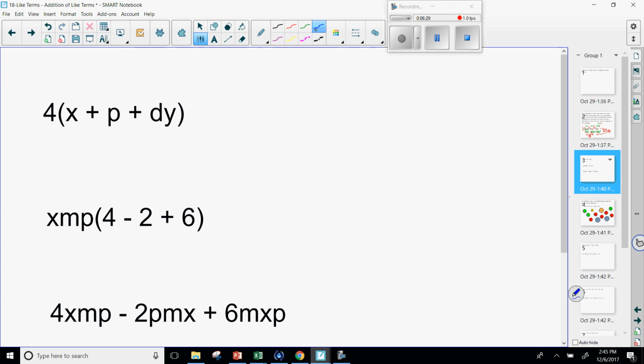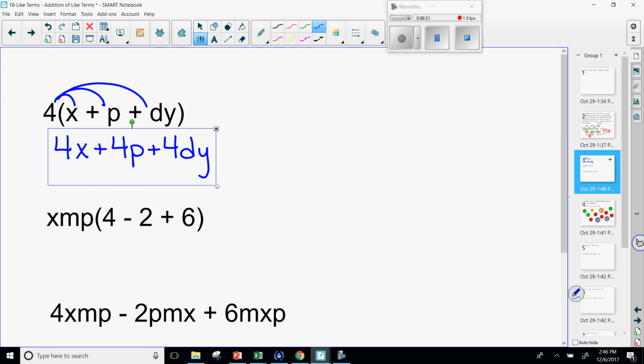If I were to take 4 times all of this right here, that would be like taking the 4 and carrying it through to each one of those, right? So we would end up with 4x plus 4p plus 4dy. That's equivalent. Are those like terms?